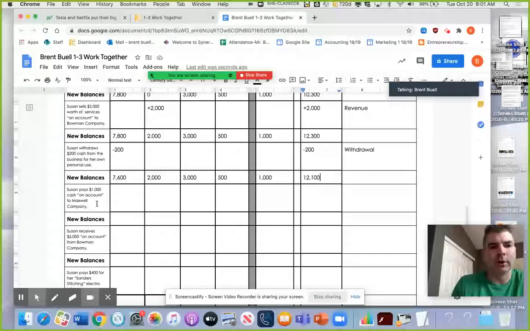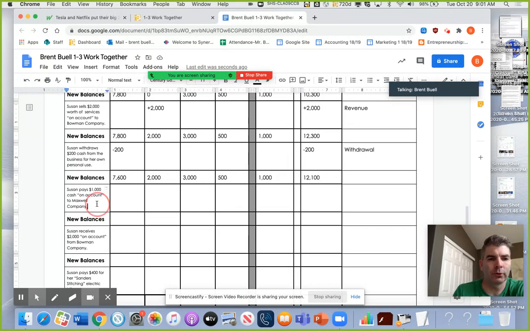This one we've done before, so this shouldn't be too new, but let's walk through it again. Susan pays $1,000 cash on account to Maxwell Company. So we have this Maxwell Company debt over here. We owed them $1,000, and now we probably have a deal at this point in the month that, hey, we'll pay it off now.